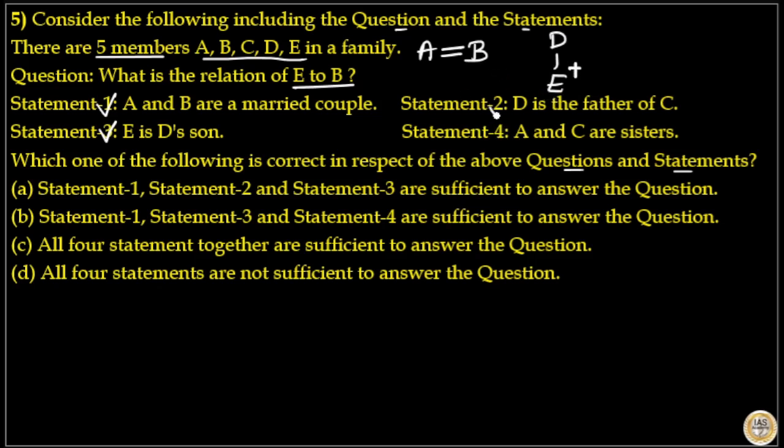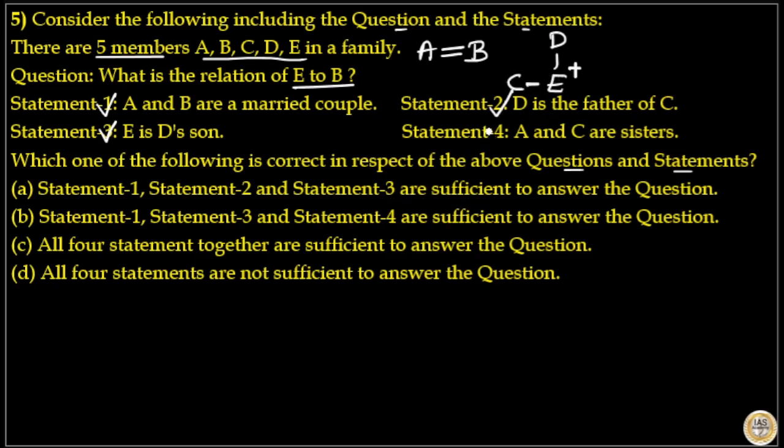So let's check out statement 2. D is the father of C. D is the father of C means C and D are siblings. D is the father of A and D is the father of C. That means both A and C are siblings. Now you can see between B and D there is no relation formed.